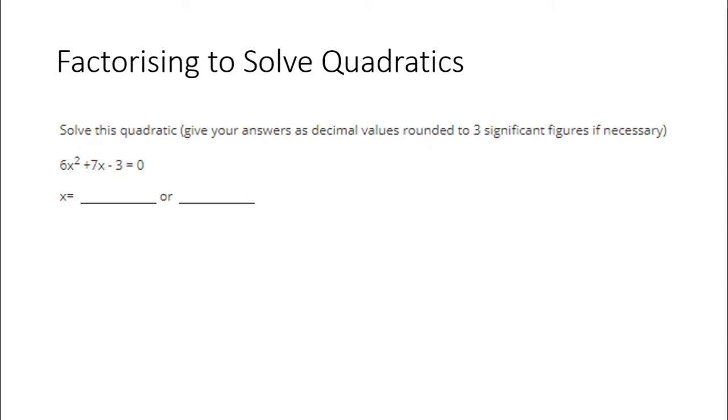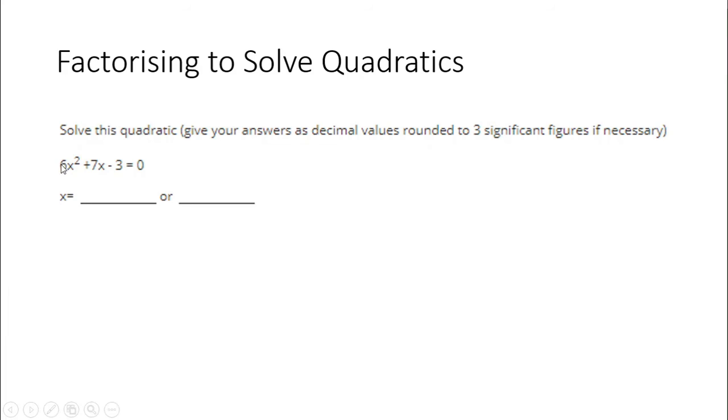Okay, factorizing to solve. The last exercise we just did was just factorizing and splitting the middle term. Here we've got a quadratic equal to 0, which is good. We can't solve a quadratic if it's not equal to 0. So we need to factorize this, set it up as two sets of brackets multiplied together, and then either one bracket is 0 or the other bracket is 0. So let's start by factorizing this.